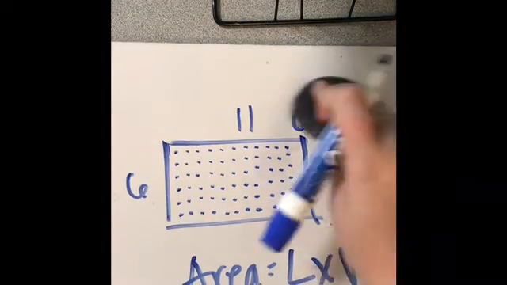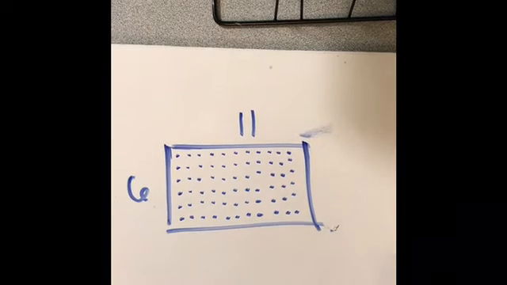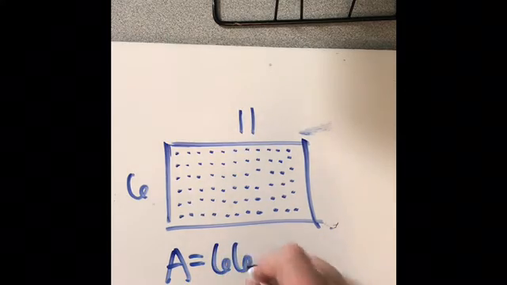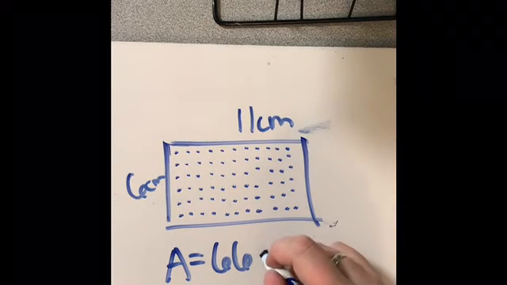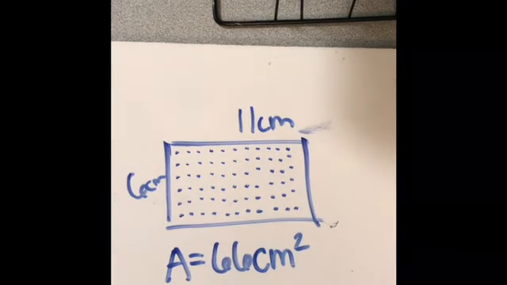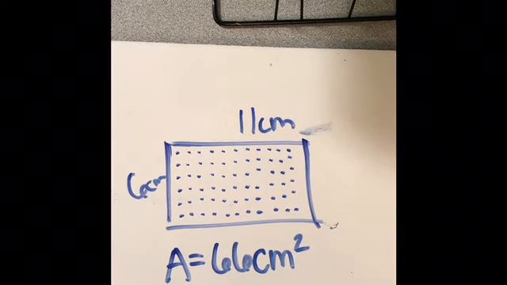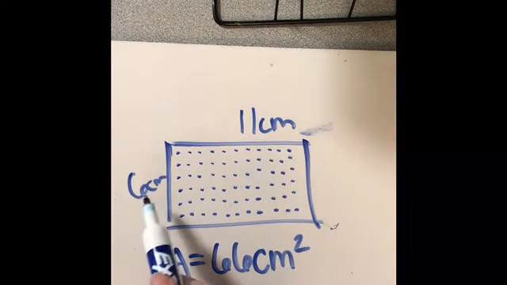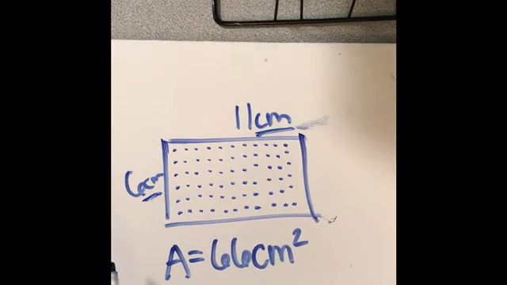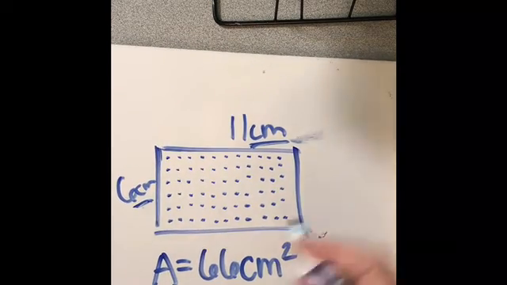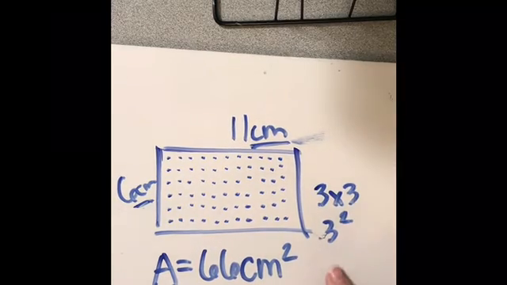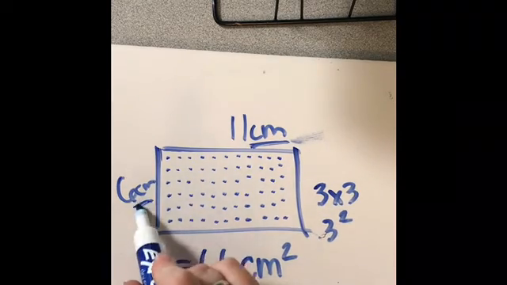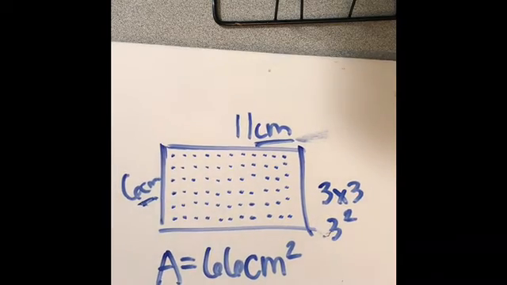So what would the area of this shape be? 6 times 11 is 66, and then we need to use our unit. So our unit for area is centimeters squared. It's really important that you put this squared because we multiplied 6 times 11, and we also multiplied centimeters times centimeters. And remember from when we did square numbers, when you multiply the same number times itself, it's 3 squared or whatever it is squared. So it's centimeters squared because we multiplied the centimeters times the centimeters. There are some other reasons we'll talk about in a little bit.